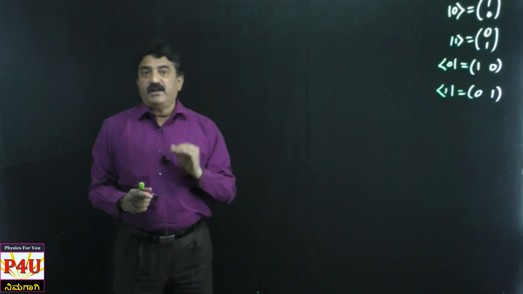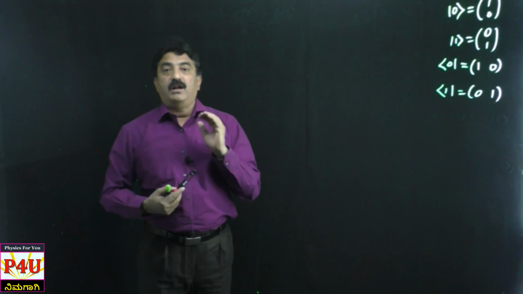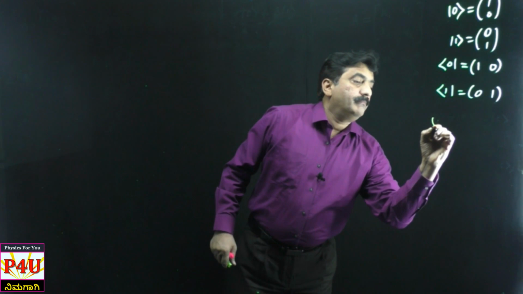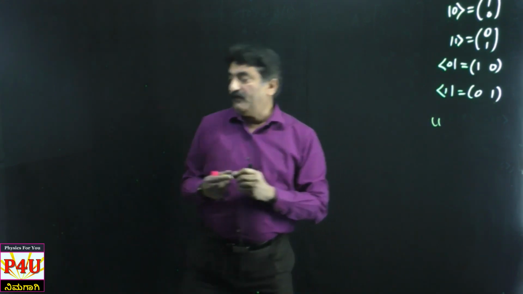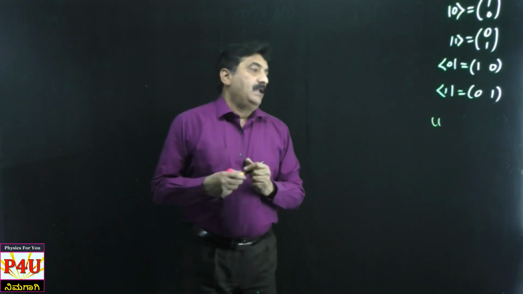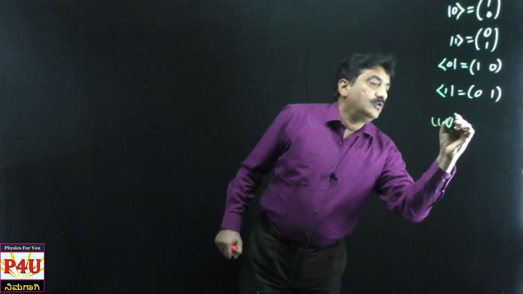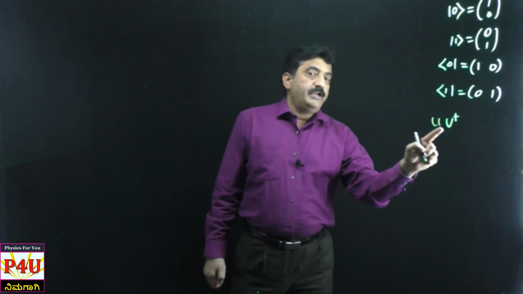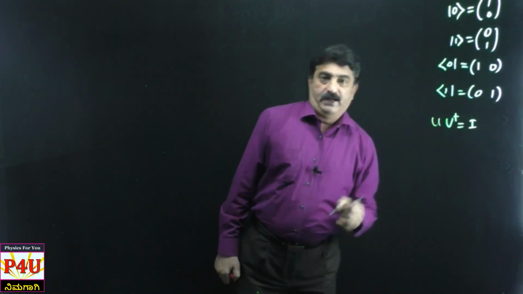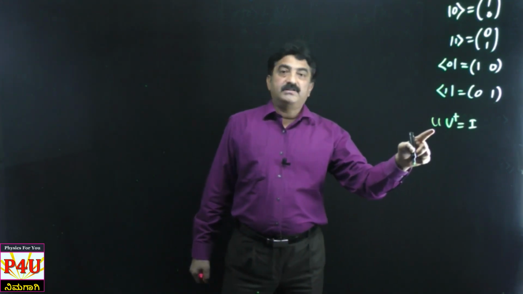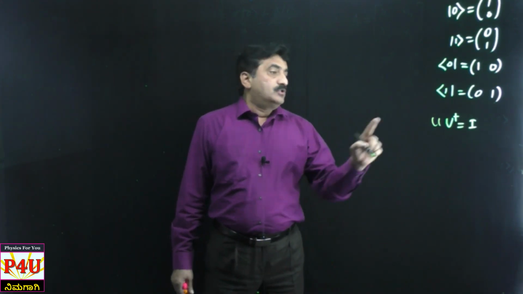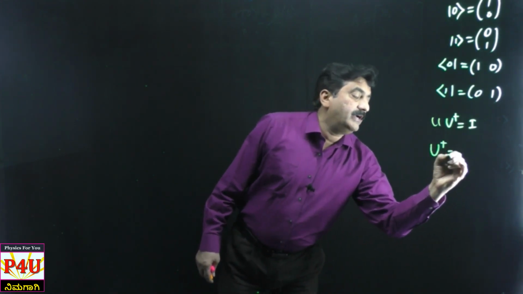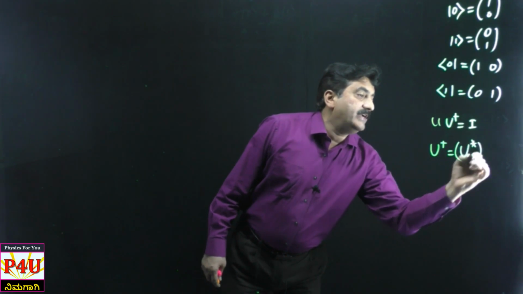Let me just revise the unitary matrix. What is unitary? When do we call a matrix unitary? Suppose U is a matrix, a member of a particular vector space. You take U dagger; you know how to find U dagger. U dagger is nothing but the Hermitian. So U into U dagger, if it is equal to I, the identity matrix, then U is called a unitary matrix. U dagger, that is Hermitian, is nothing but the complex conjugate and then its transpose.